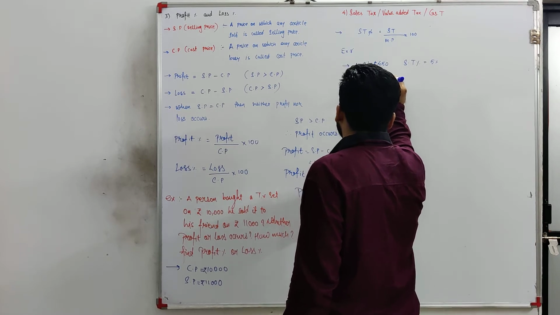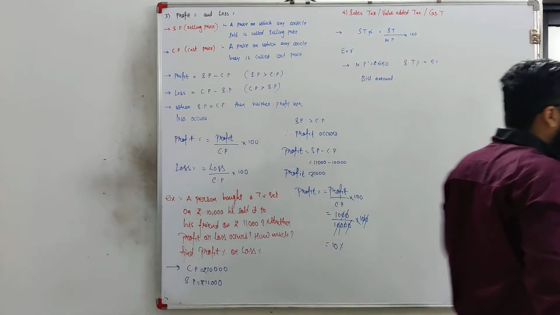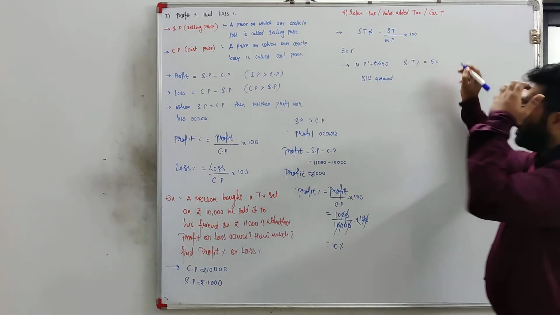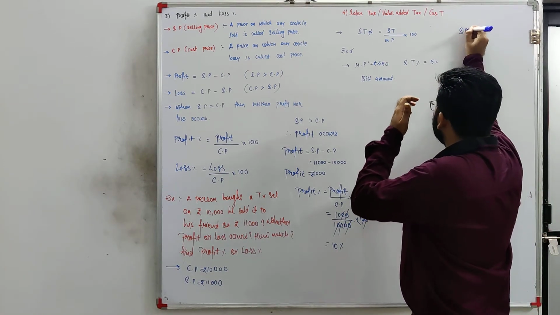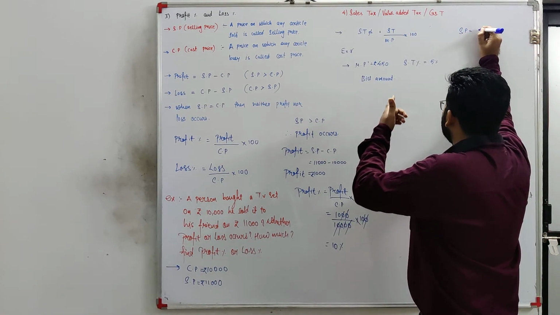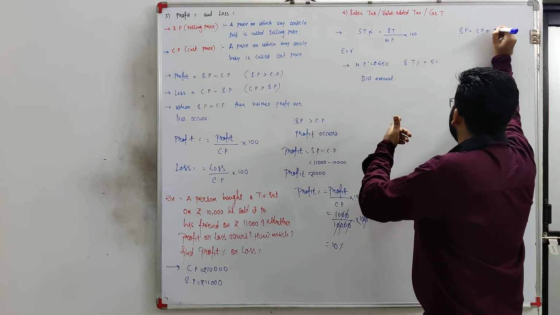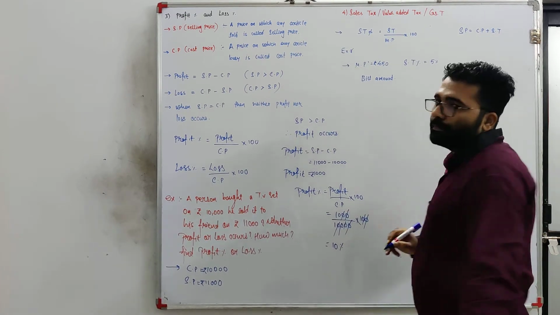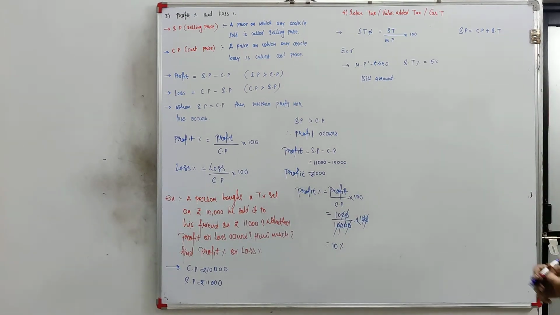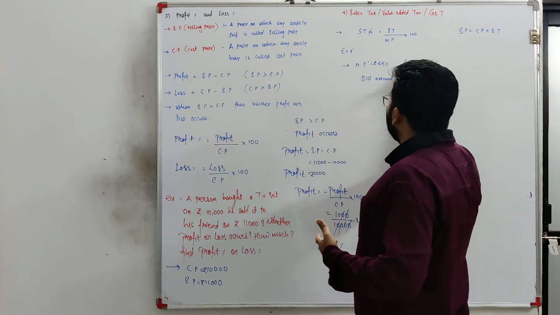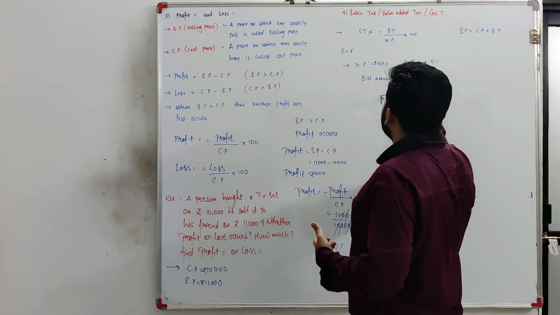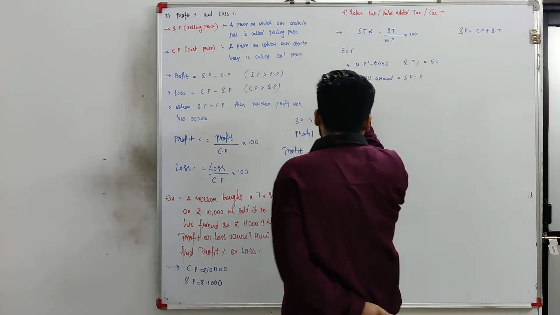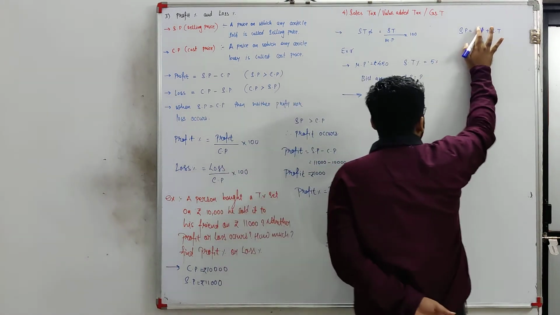See, the bill amount is the selling price. Selling price is equal to cost price plus sales tax. So to find the bill amount, I need to find the selling price. So let me see, cost price or mark price.